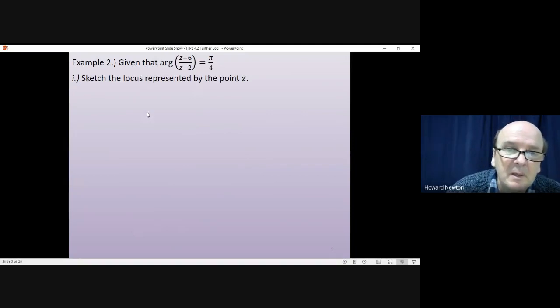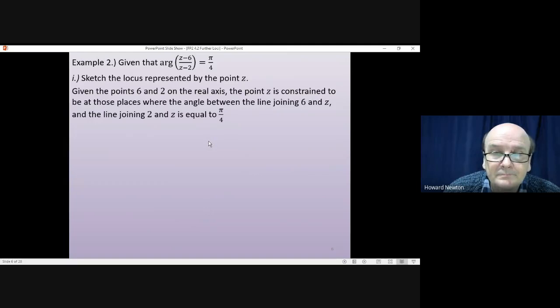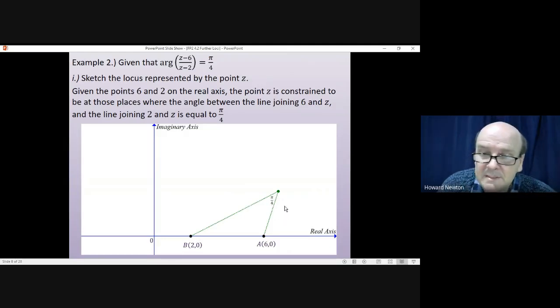Okay, let's have a look at it. Well, we'll look in detail at what's going on here. What this is saying is that given the points 6 and 2 on the real axis, the point z is constrained to be at those places where the angle between the line joining 6 and z and the line joining 2 and z is always equal to pi by 4. So if we have an Argand diagram, we've got the point here at 2, 0, which is B. A here is 6, 0. And the point z we can draw anywhere as long as the angle that we get between z and B and z and A is exactly pi by 4 radians.